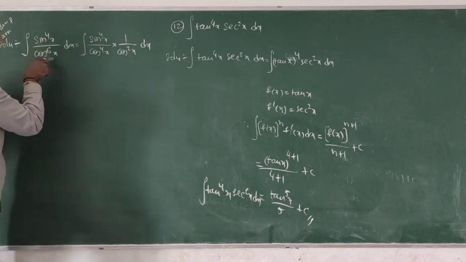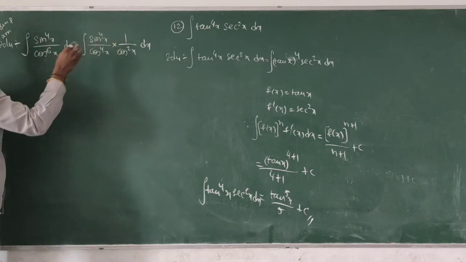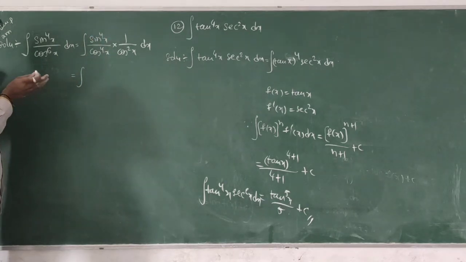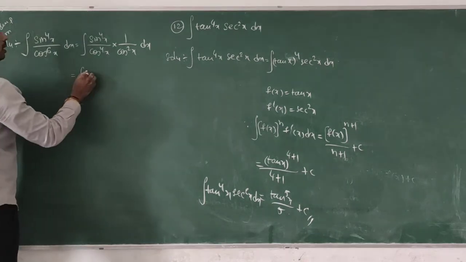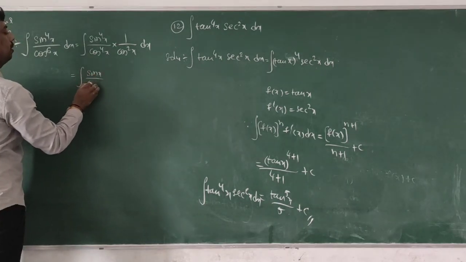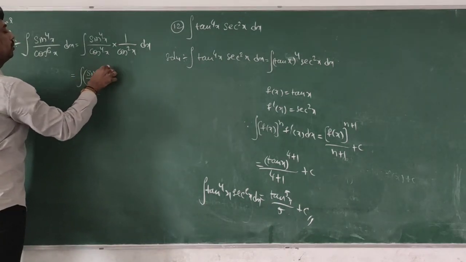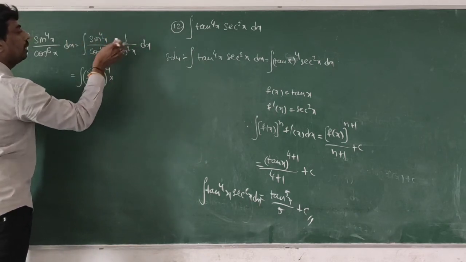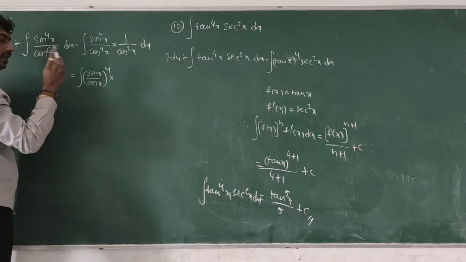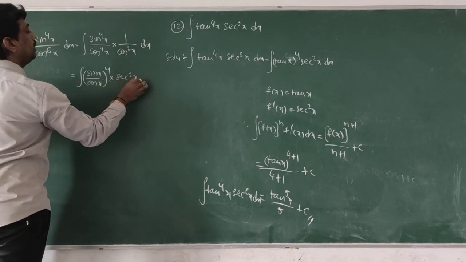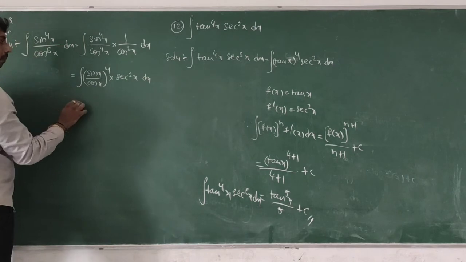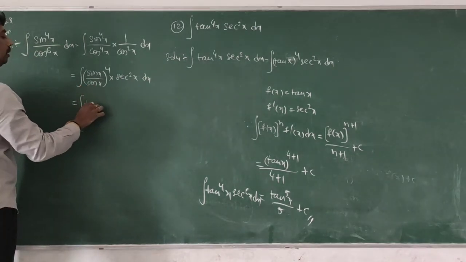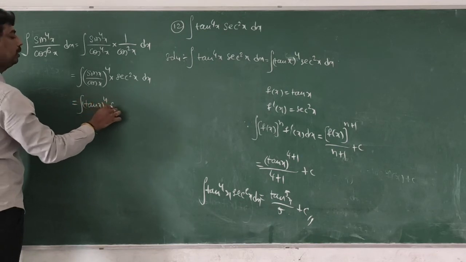So 1 by cos power 6 x is 1 by cos power 4 x into 1 by cos square x. Now sin power 4 by cos power 4 means sin x by cos x whole power 4, since a power m by b power m is a by b whole power m, into 1 by cos square x, which in terms of secant is secant square x, dx. Now sin x by cos x is tan x, so tan x whole power 4 into secant square x.